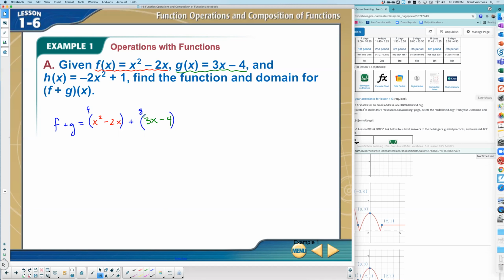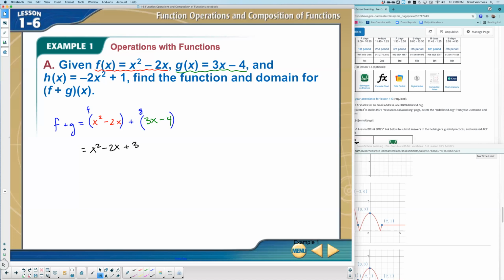So first question, can we remove the parentheses at this time? Parentheses mean multiply. Is there anything for this front parenthesis to multiply with or to distribute through? No. So I can get rid of the front one, x squared minus 2x. What about the back? When I distribute the plus through, does a plus change anything?